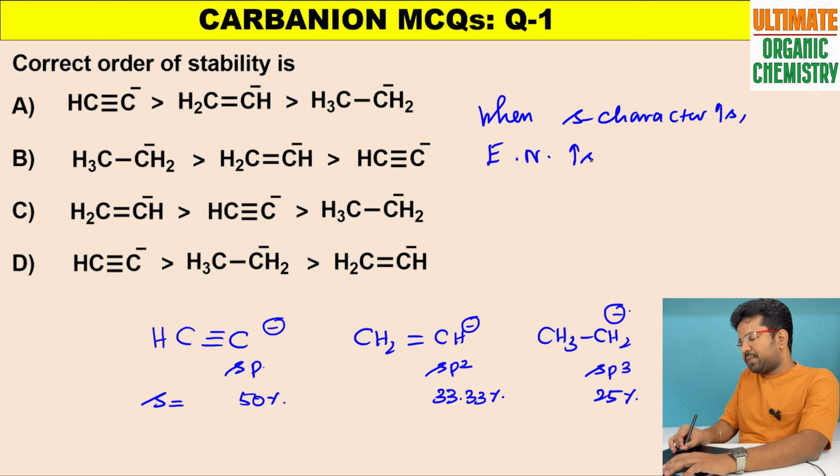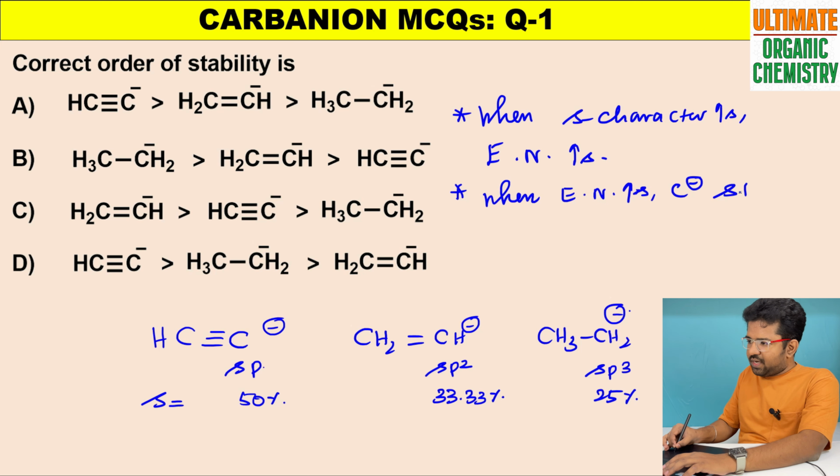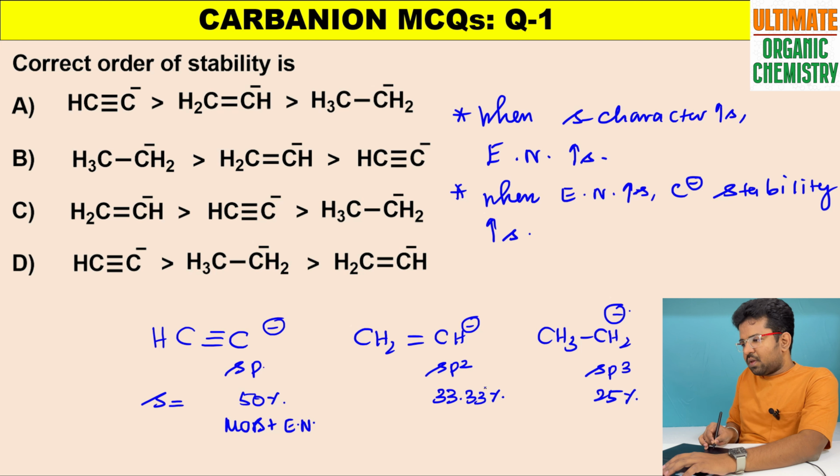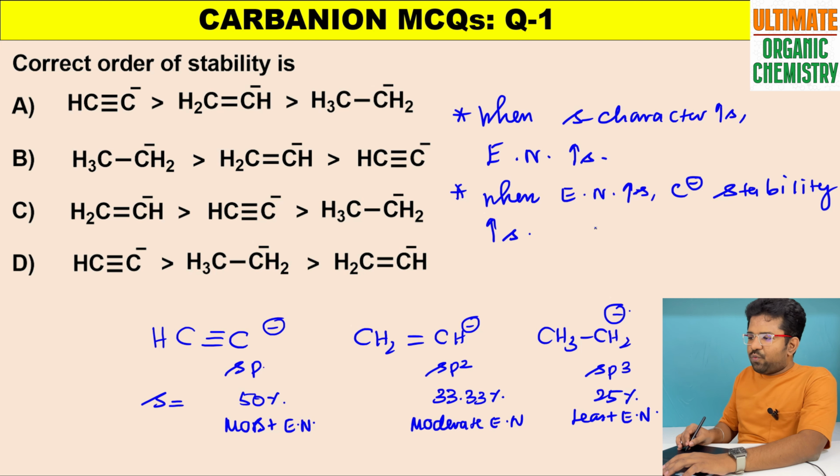I'm writing here, when s character increases, electronegativity increases. When electronegativity increases, carbanion stability will increase. So if you apply this rule, this sp carbon is most electronegative and this is moderately electronegative and this one is least electronegative. And as I said, when electronegativity increases, the carbanion stability will increase.